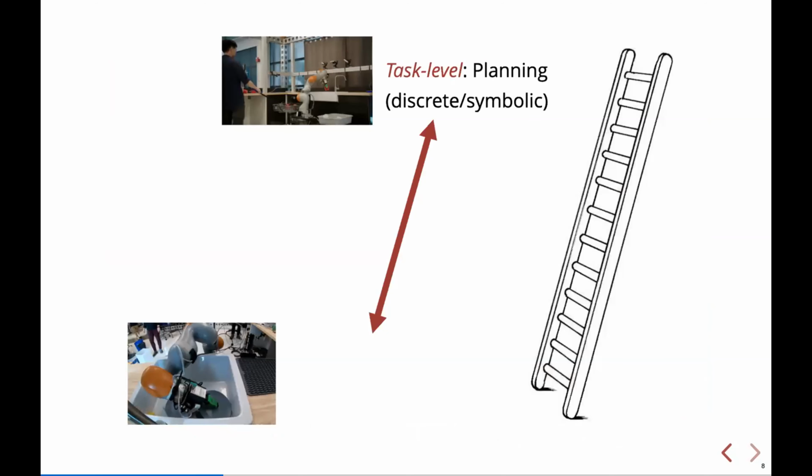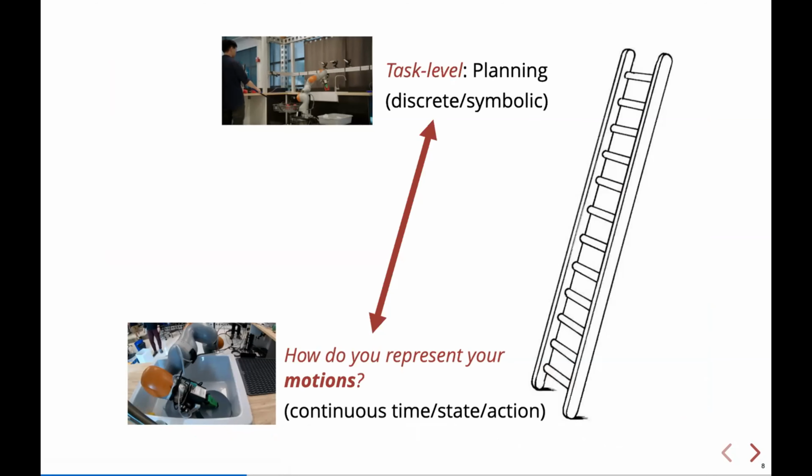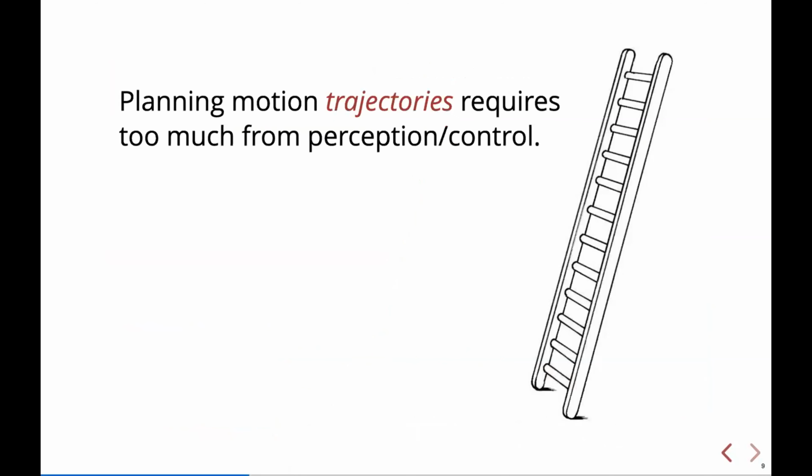Okay, so I think we all agree TAMP is trying to address the whole ladder here from task level planning, discrete symbolic, to these more lower level continuous state time action ideas. And one of the things I want to think about here is how do you represent your motions at those lower levels, right? I think one thing that we saw in maybe Sergey's talk and is a general theme here is that it may not be okay to think of the lowest level as just trajectories.